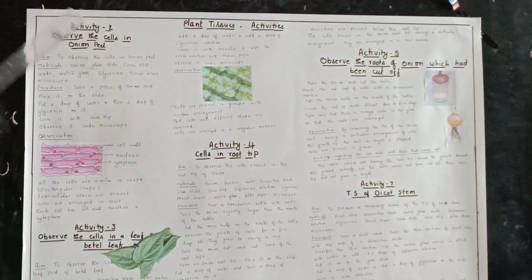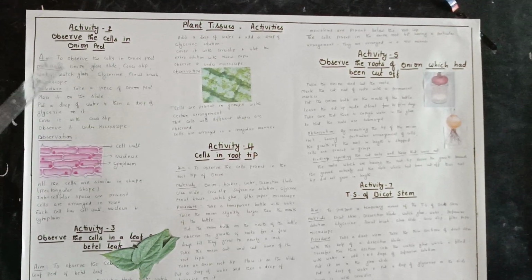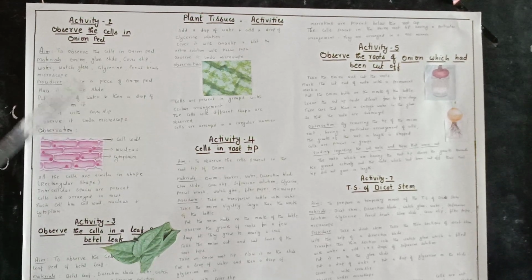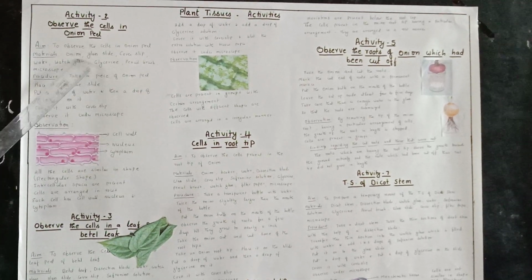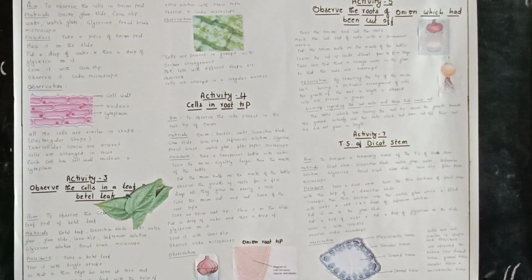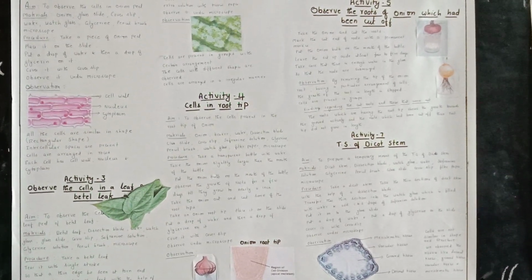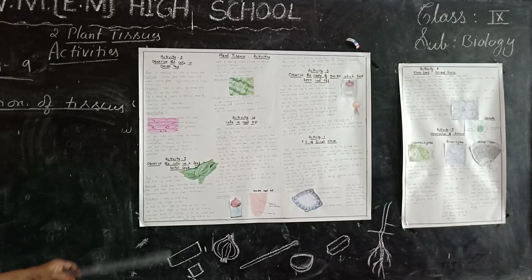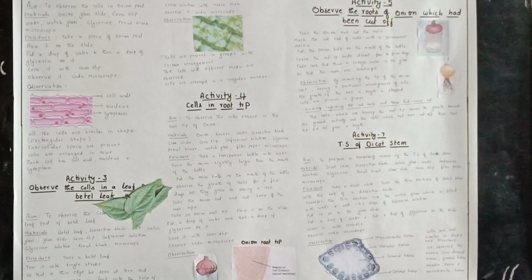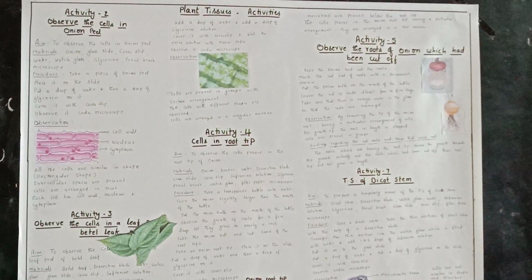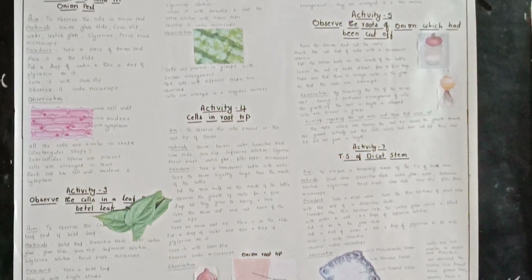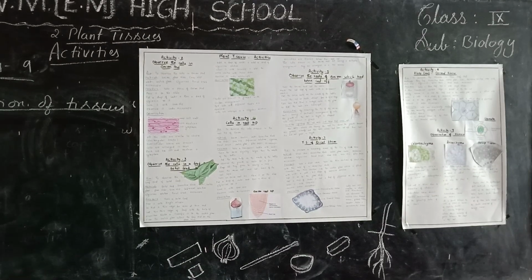Now again we will see these activities. To observe the cells in onion peel. What are the materials required for this activity? Onion, glass slide, cover slip, brush, water, watch glass, dissection blade, glycerin, microscope, etc. Procedure: take a piece of onion peel, place it on the slide, put a drop of water and then a drop of glycerin on it. Cover it with cover slip.